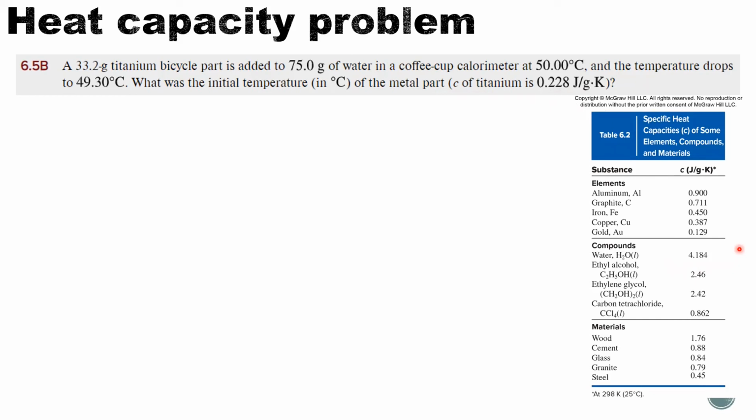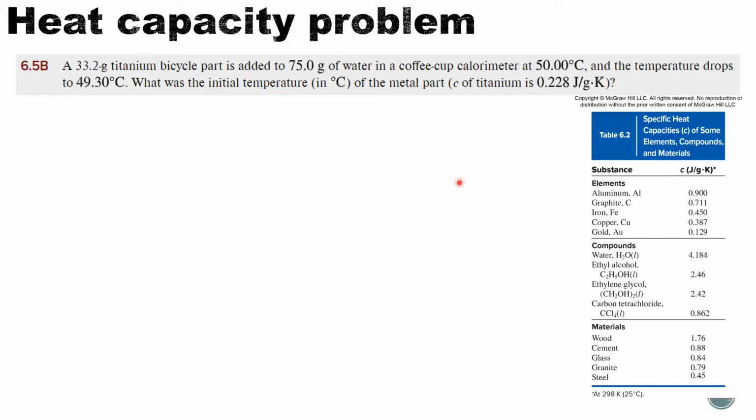Okay, for this coffee cup calorimeter or bomb calorimeter, you can see in our previous two slides the equation we used is the same. That is, the heat transfer from the sample equals the heat transfer to the calorimeter, right? So in this case, you need to define which one is the sample and which one is the calorimeter. Obviously, titanium is the sample, and the water is part of the calorimeter.